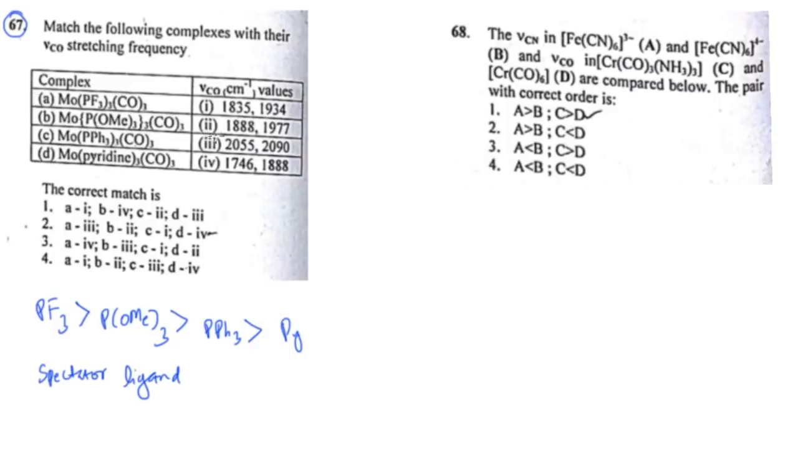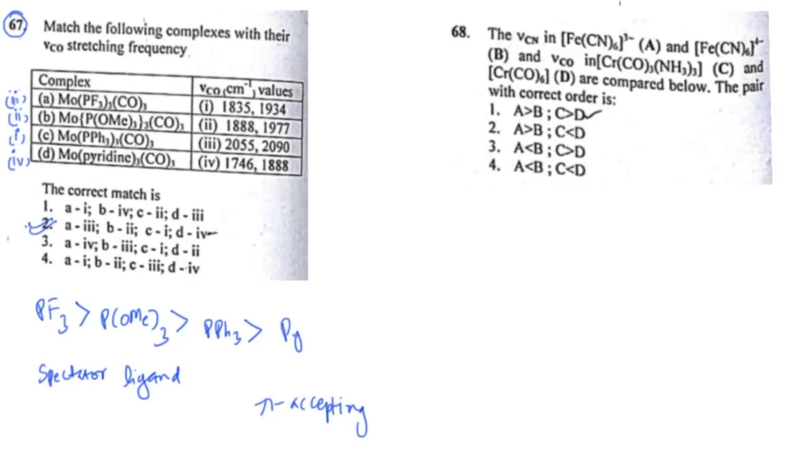So this will follow the same order. A will have the highest value, so A will be matched with third. Then B will be matched with the second highest, that is with 2. Talking about C, C will be matched with first, and D will be matched with fourth. If you see in the options, option number 2 is the correct choice. It's very simple. You just have to see the pi accepting tendency of these ligands, and that will tell you the answer.